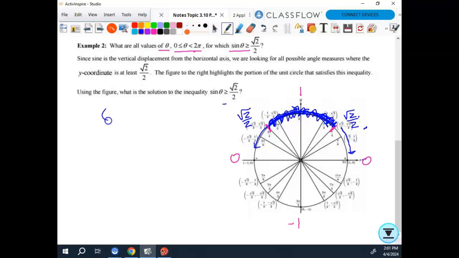Yep. So theta is equal to, so what is the angle there at square root of 2 over 2? Pi fourths. So I'm going from pi fourths to 3 pi fourths. Are these brackets or parentheses? Brackets, because I'm including it. Okay. All right.